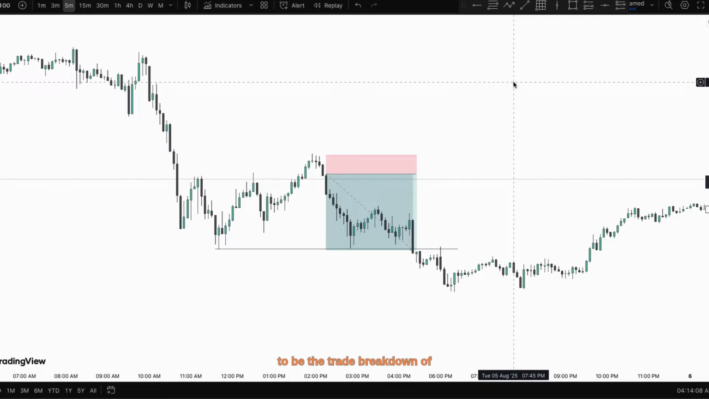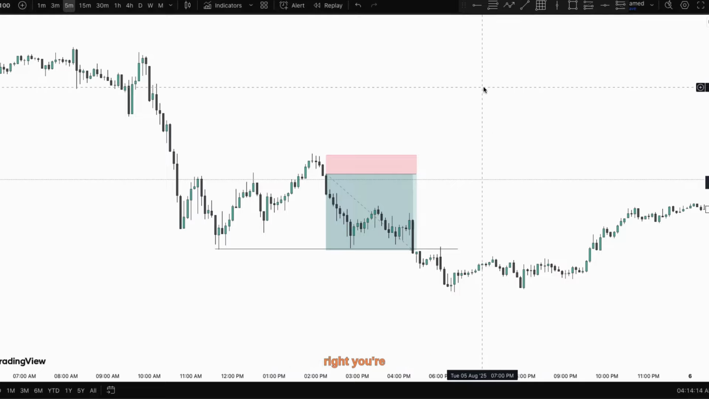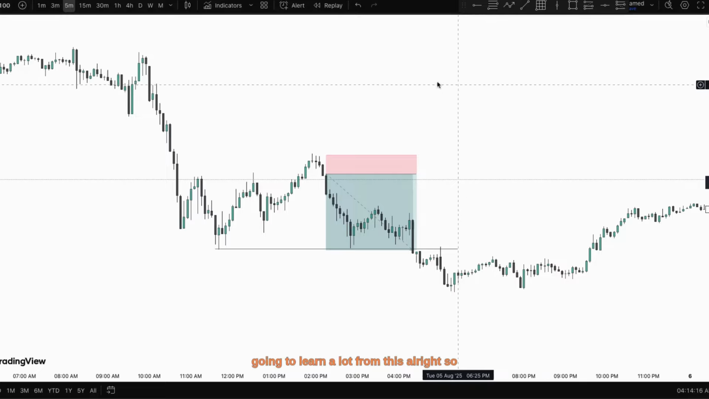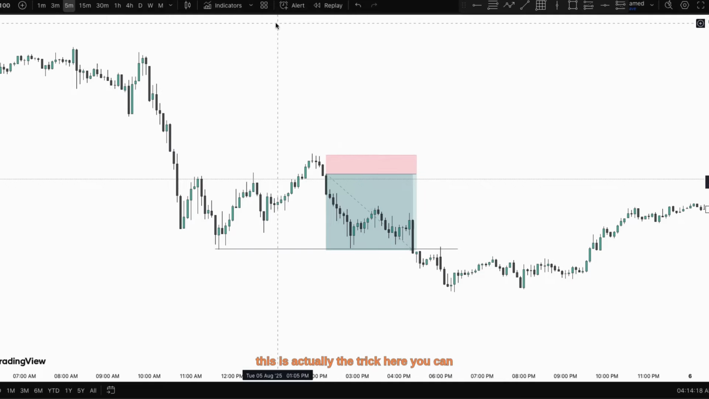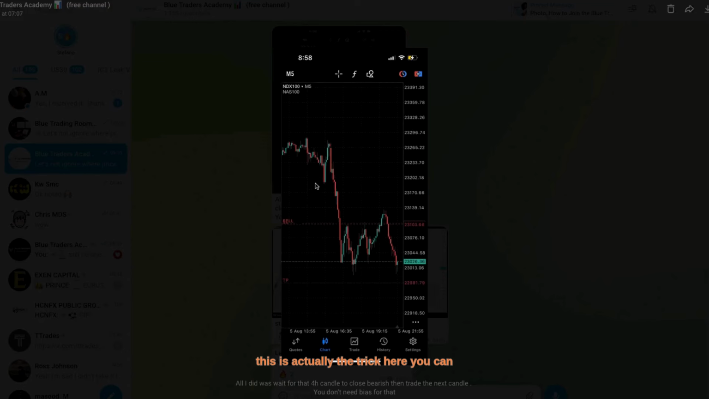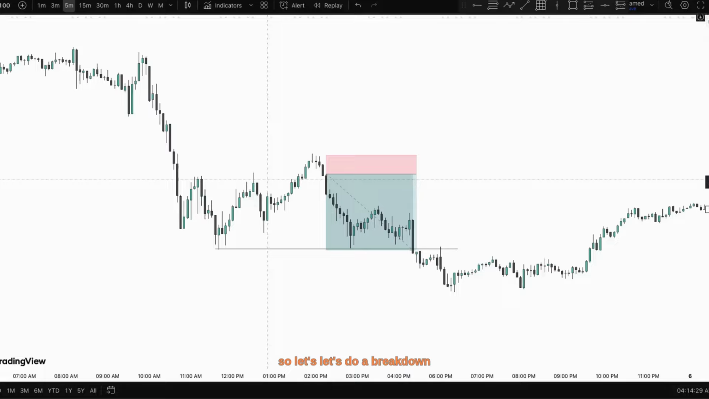So this is going to be a trade breakdown of the trade that I took yesterday on NASDAQ, right? You're going to learn a lot from this, all right? So this is actually the trade here. You can see the position was here and I was targeting this level here. So yeah, let's do a breakdown.